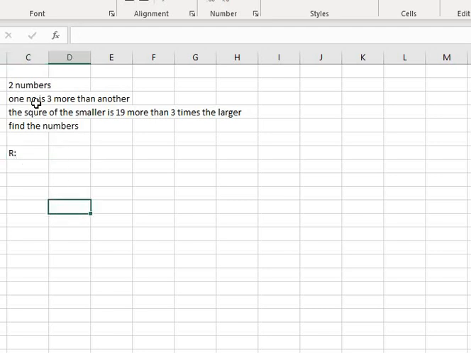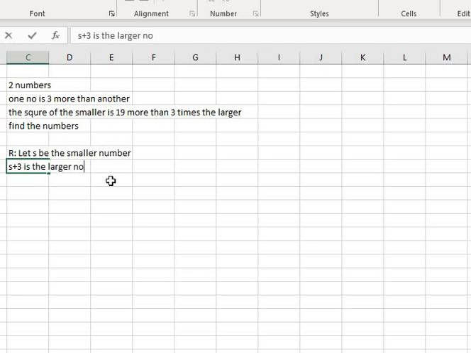Okay, so let's represent. There is a smaller number, so let's begin with the smaller number. Let S be the smaller number. And because the larger number is 3 more than the smaller, then the larger number must be S plus 3.